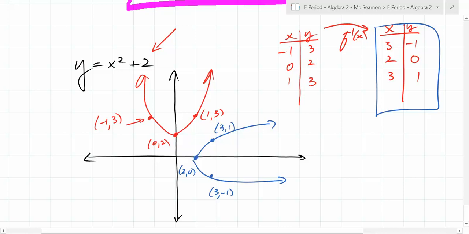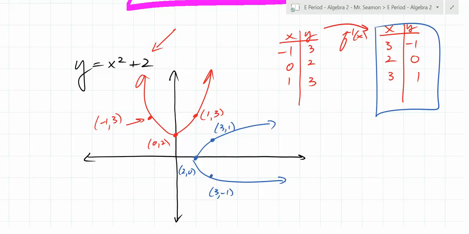Oh, wait a minute. The original function we used, the red one, was that 1-to-1? No, it was not 1-to-1. Why wasn't it 1-to-1? It doesn't pass the horizontal line test. If you take the inverse of a non-1-to-1 function, what do you end up with? A non-function. The reason we want 1-to-1 is because when we invert 1-to-1 functions, we end up with functions. If you invert a non-1-to-1 function, you end up with something that isn't a function.